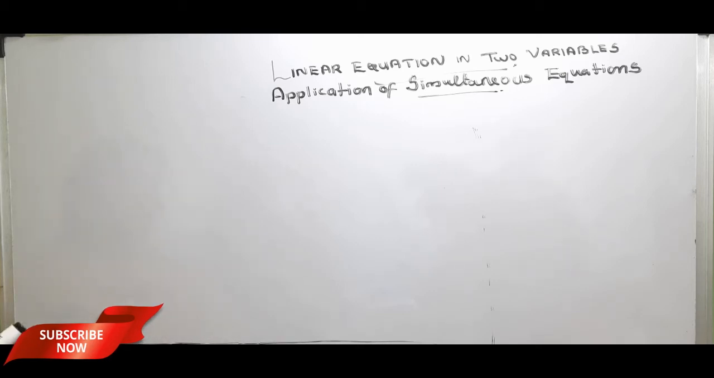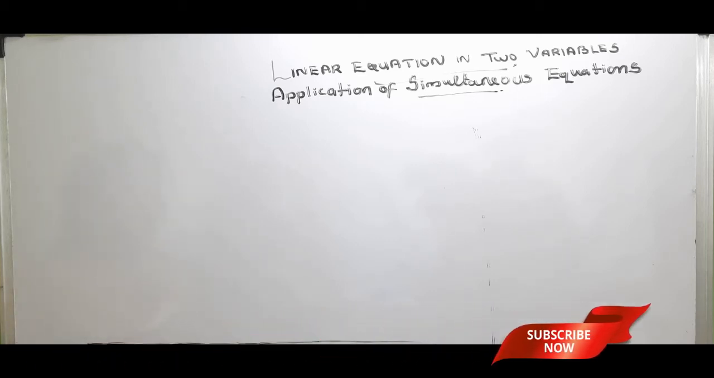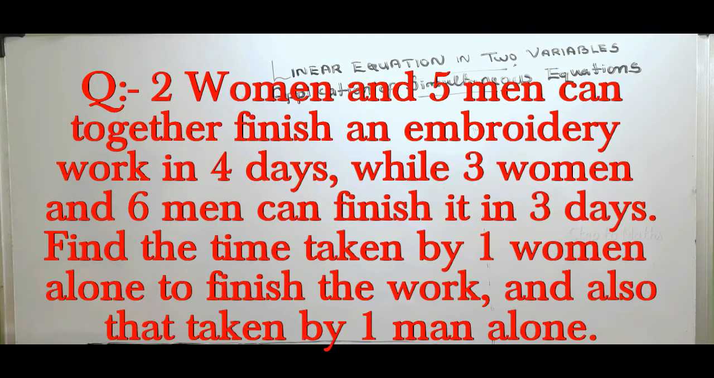Hi, today we are going to discuss the application of simultaneous equations. For that, consider the question. Two women and five men can together finish a work in 4 days, while three women and six men can finish it in 3 days. Find the time taken by one woman alone to finish the work and also that taken by one man alone. This is our question.